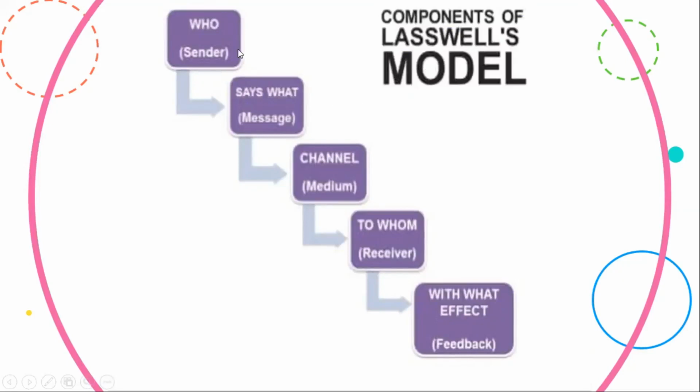Who means the sender. Say what means the message of the sender. Channel, the medium, meaning the use of technology, or verbally. To whom, to the receiver itself, and with what effect, or the feedback of the receiver to the sender. Remember the components of Laswell's model: who, say what or the message, channel, to whom, with what effect.